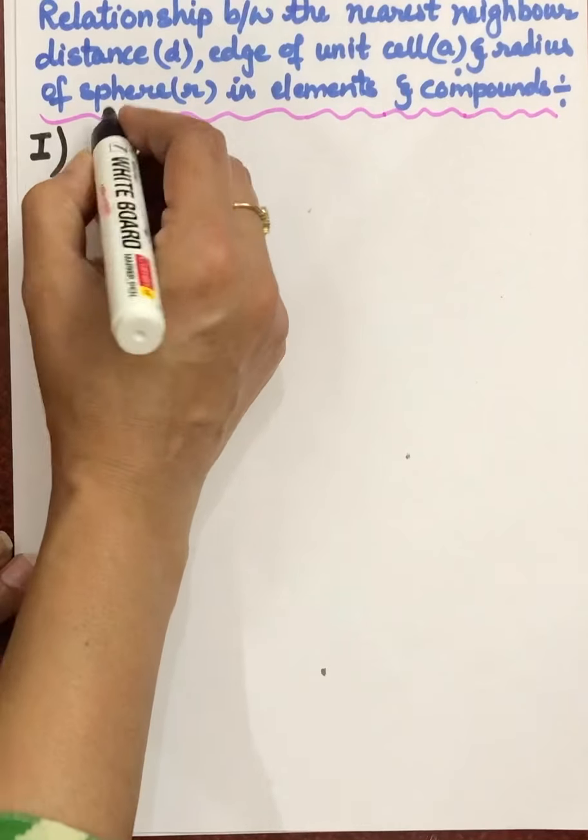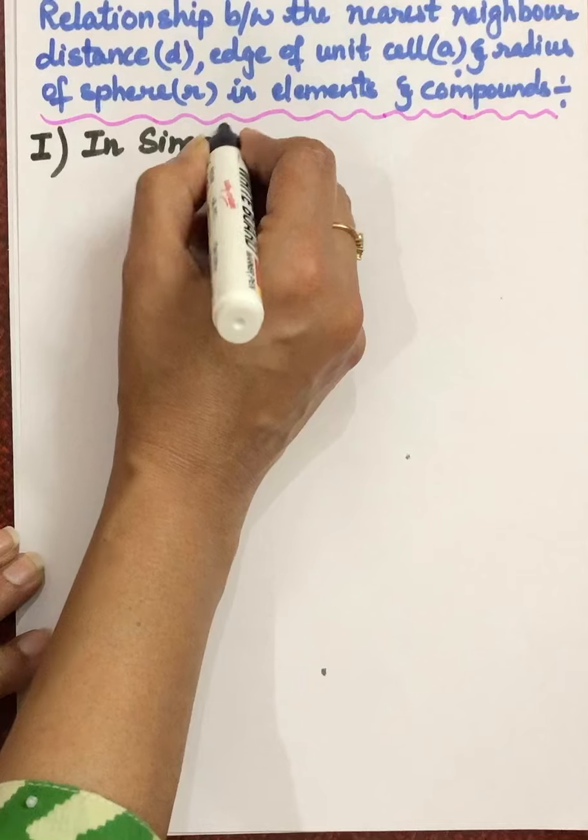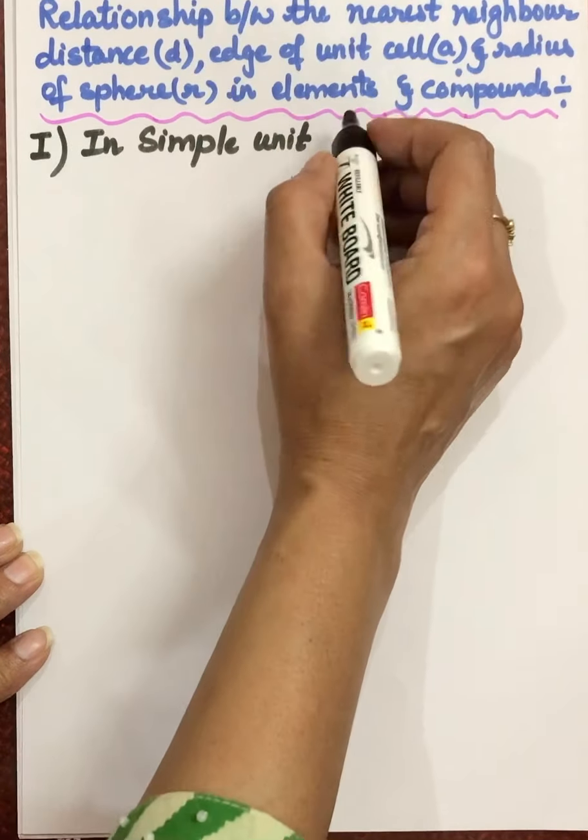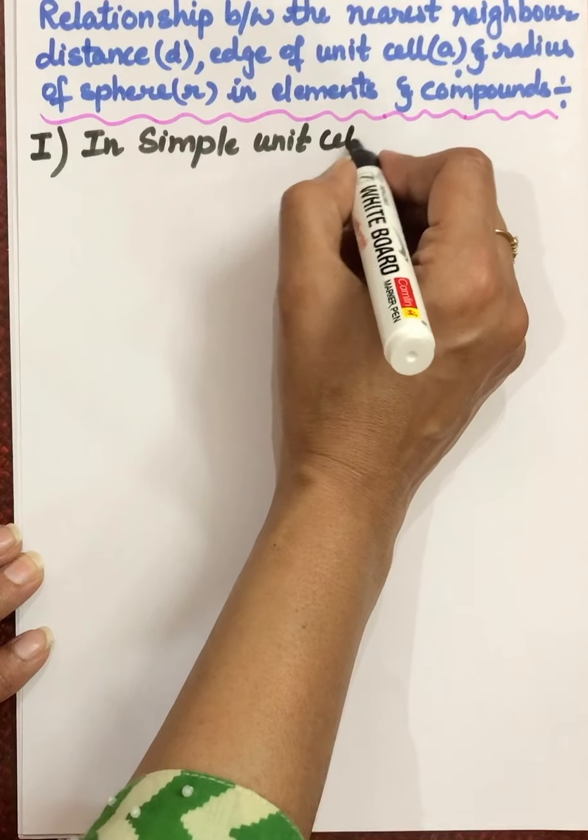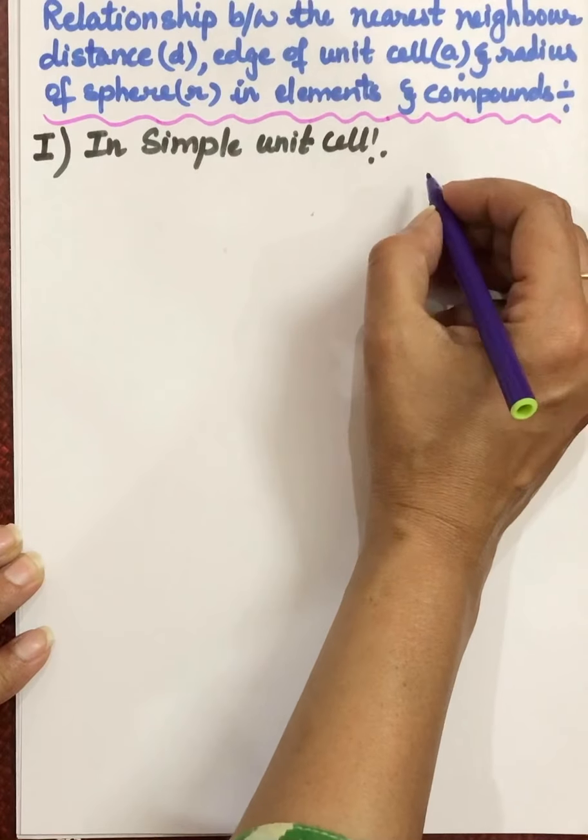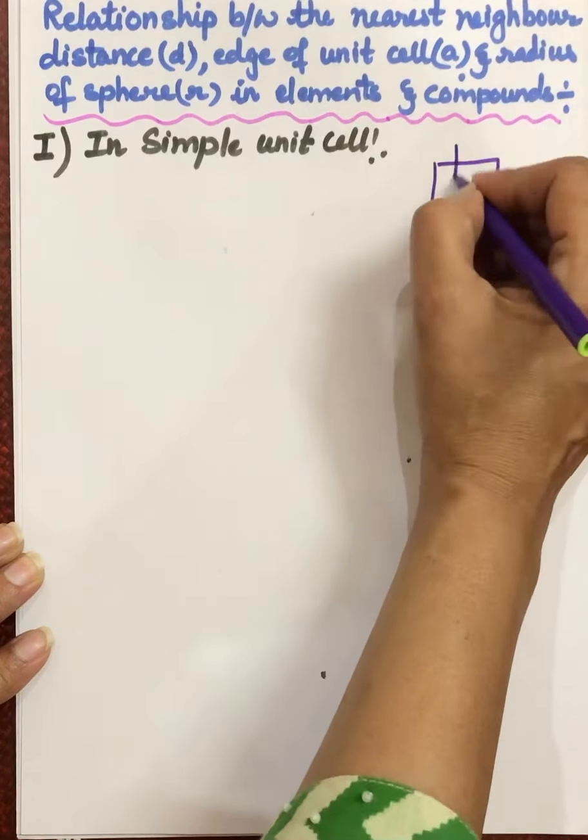The first one is in simple unit cell. What is the relationship between D and A, and then R and A in simple unit cell? Now, what is a simple unit cell? A simple unit cell is that unit cell in which particles are present only at the corners of a unit cell. This is one unit cell.